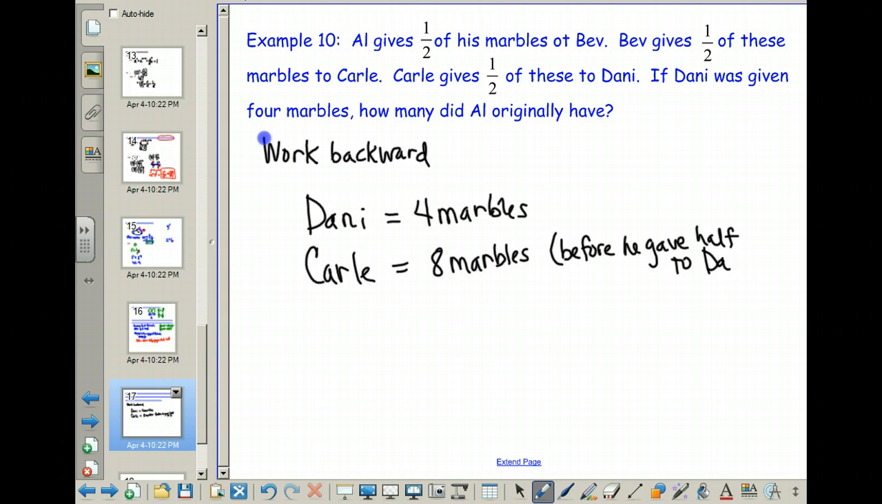But Carl received those marbles from Bev. So how many did Bev have before she gave them away? 16. Again, we've got the same sort of argument here. I'm not going to write it again, but we have Bev. And then we have Al. So how many did Al have? He had 32.